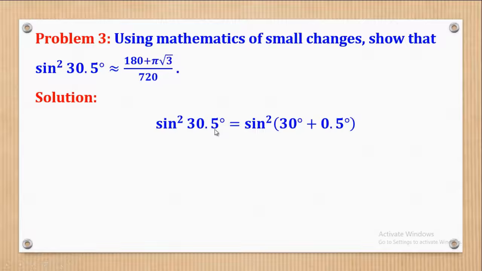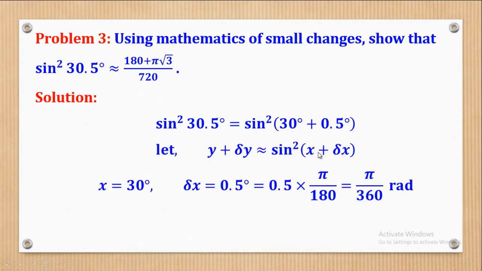So in this case, first of all, we know that 30 degrees is a particular angle. Particular angles include 30, 45 and 60. So for this case, we shall use 30, which is closer to 30.5. Therefore, sine squared of 30.5 degrees is equal to sine squared of 30 degrees plus 0.5. It means that now 30 will be x and 0.5 degrees will be small change in x. So x is 30 degrees and small change in x is 0.5 degrees.